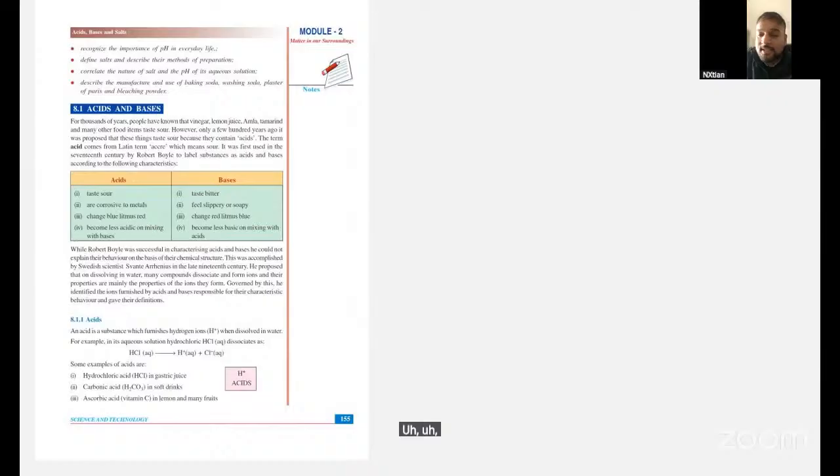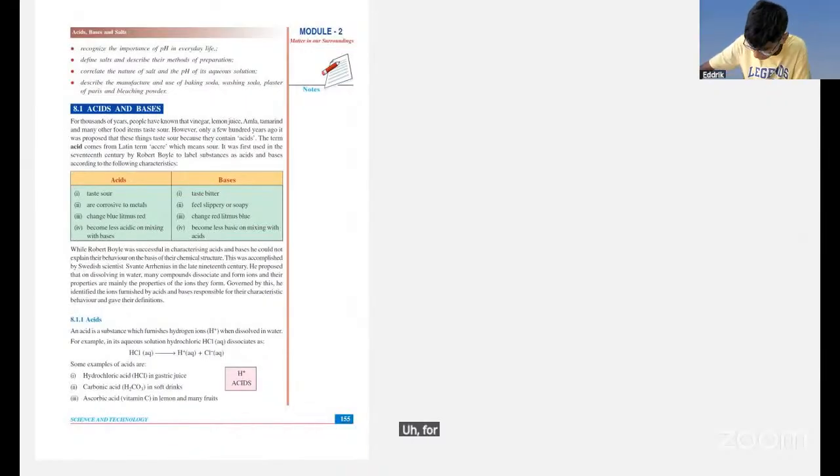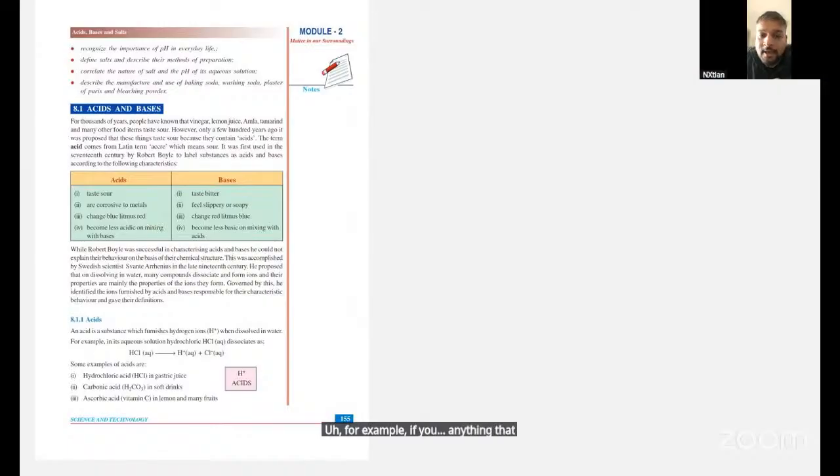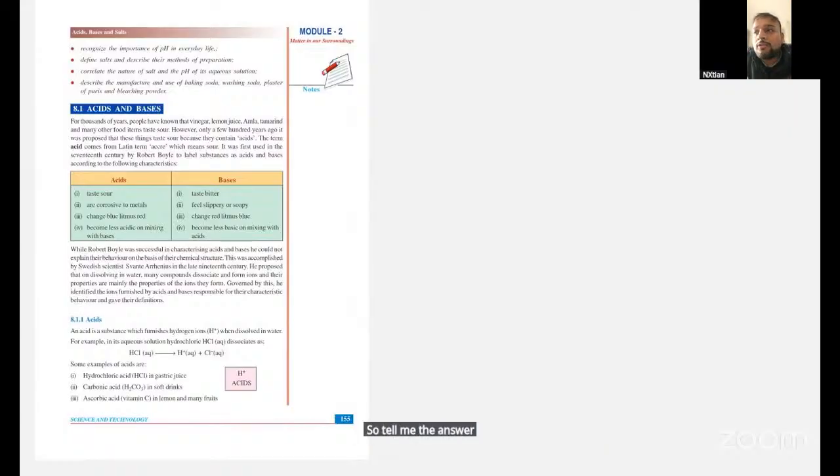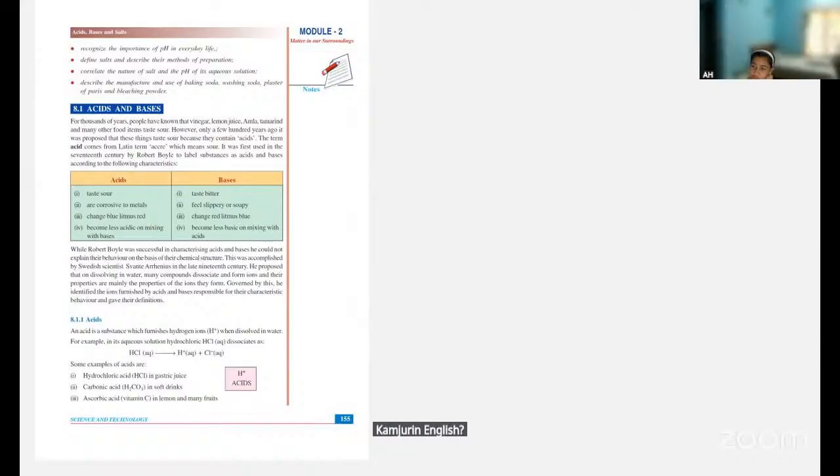So sour in taste, what does this mean? This means that if you taste anything and it is sour, it is an acid. So tell me the answer. Do you know amchur? What will you say in Malayalam? Amchur in English? My mother said dry mango powder. Yes, dry mango powder.